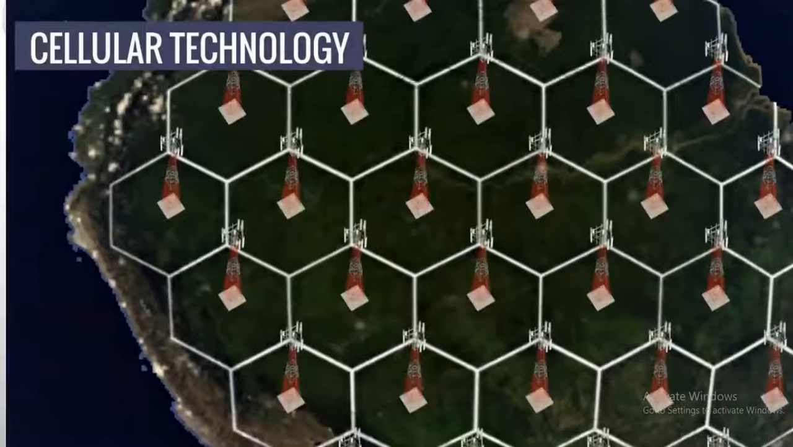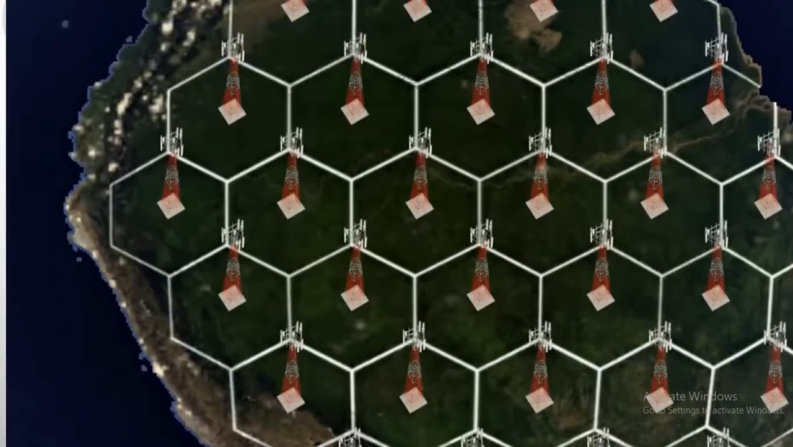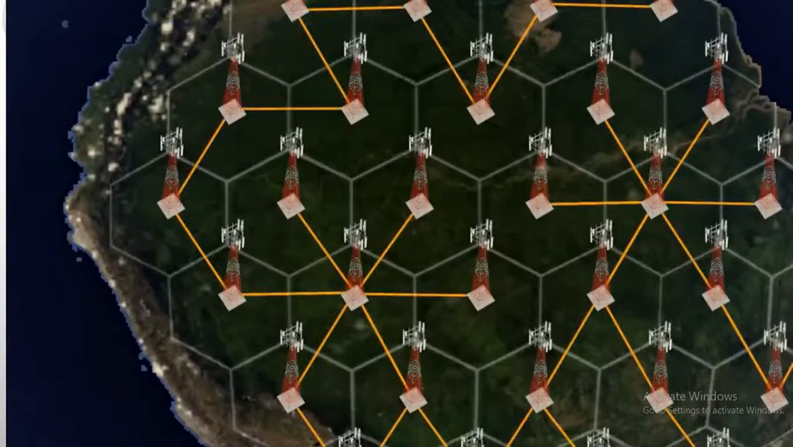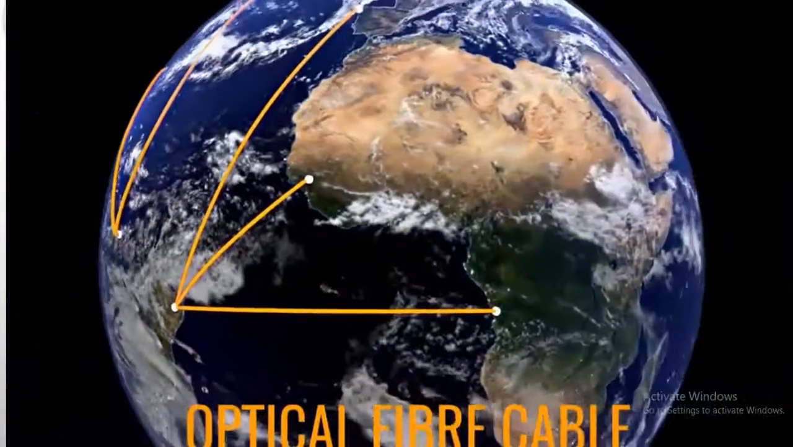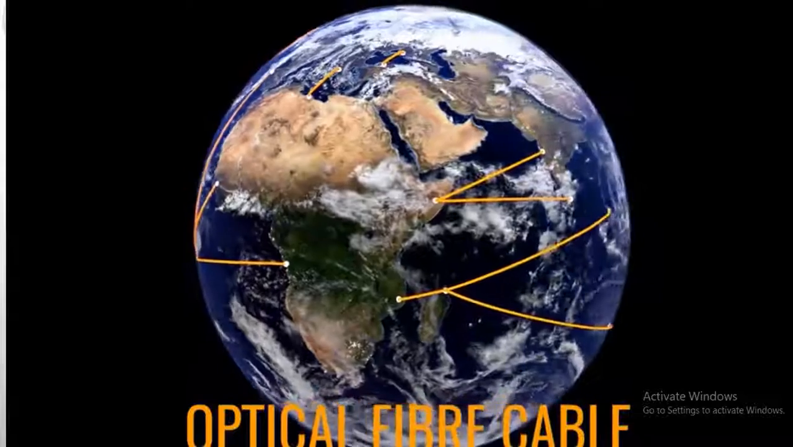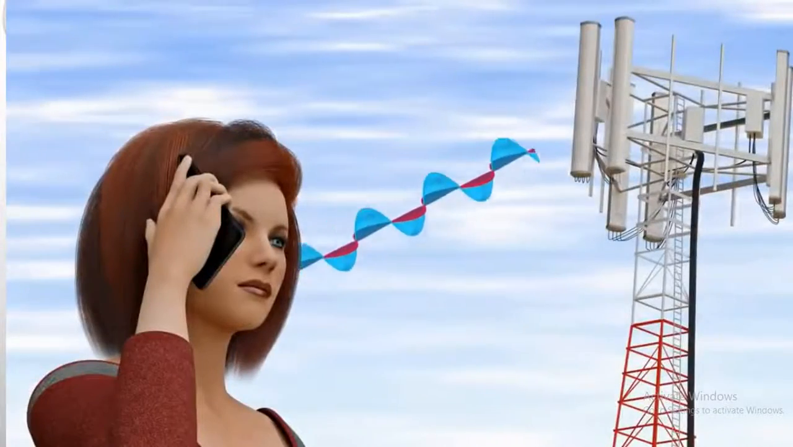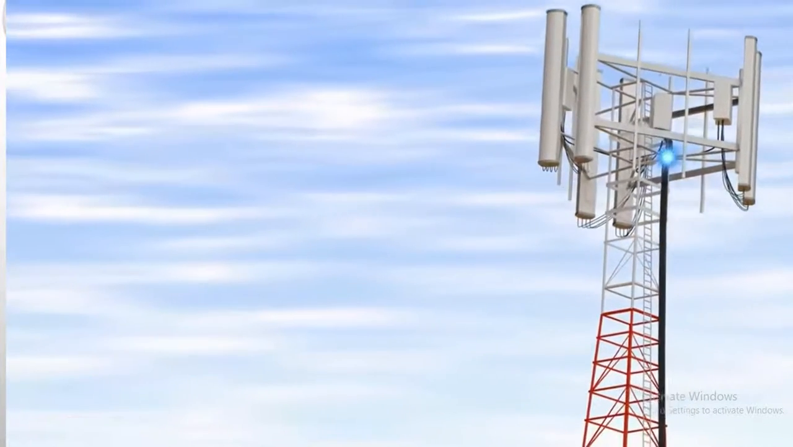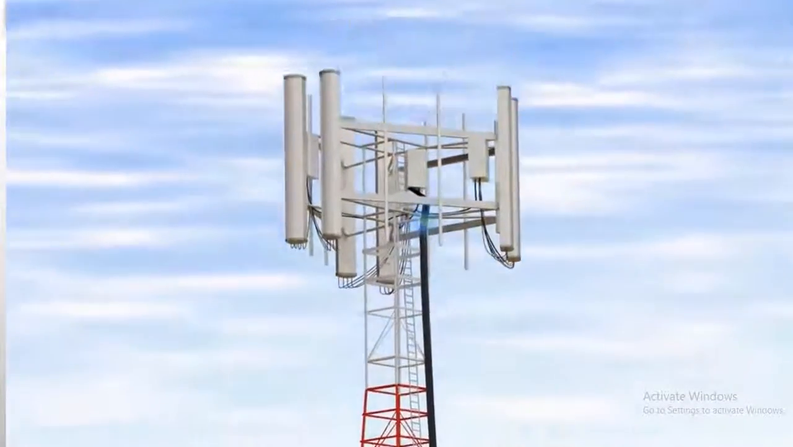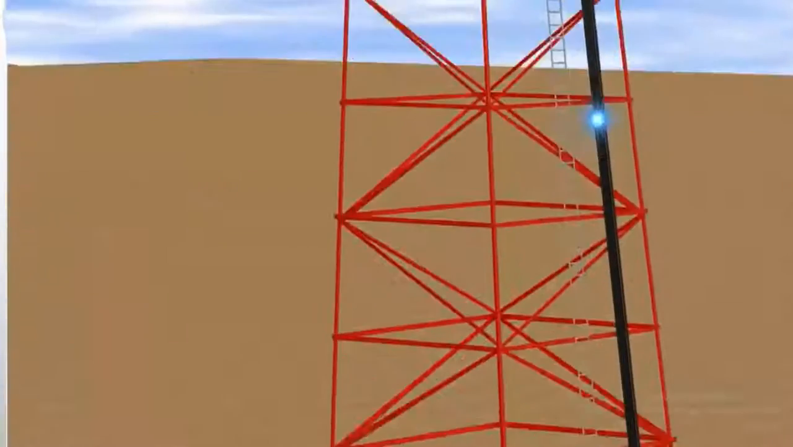So for that, your geographical area is divided into hexagonal shapes, and each hexagon has some mobile users and base stations, and all these base stations are connected through wire. This wired connection is through your optical fiber cable. So you are going to connect these base stations. If you make a call, this electromagnetic wave reaches your base station. This antenna converts your signal into a light signal. This light signal reaches your base station.